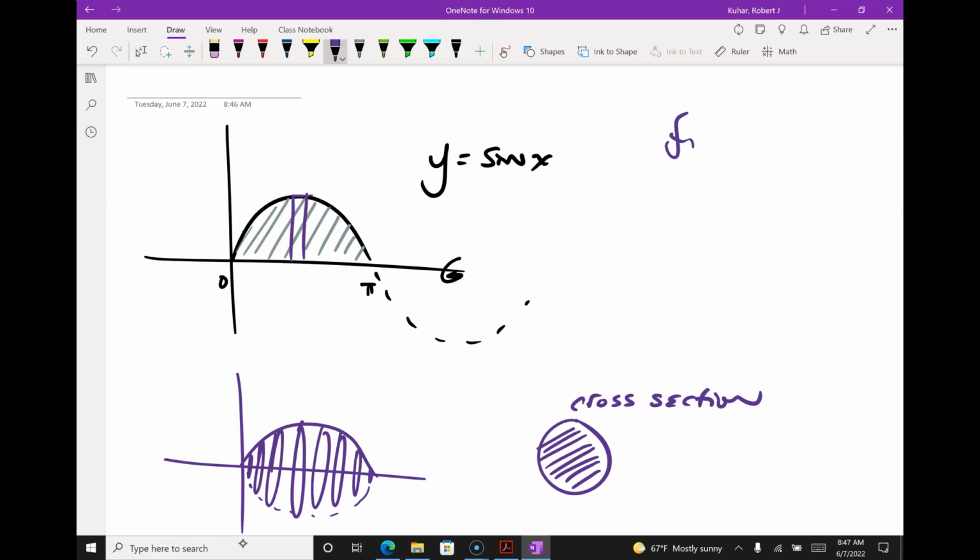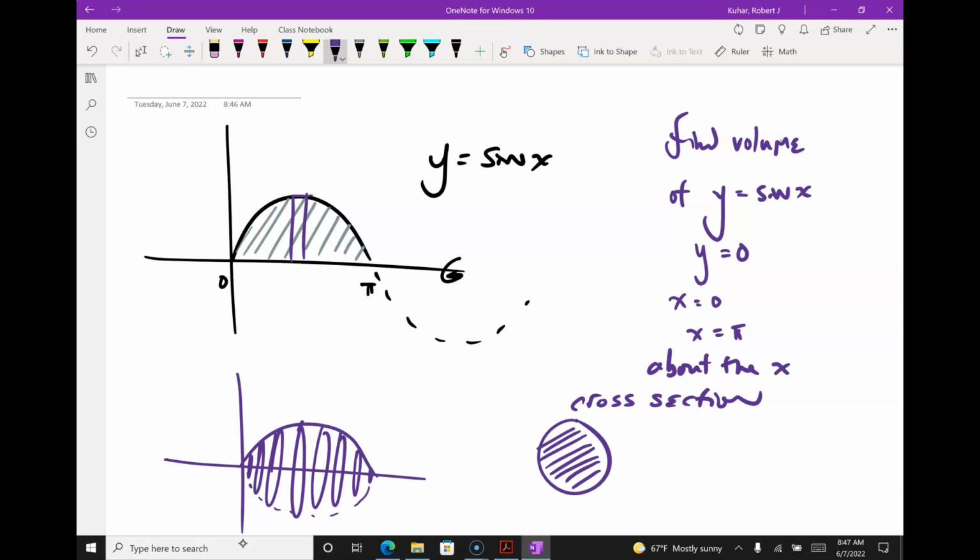So what's the question? Find the volume of y equals sine x and y equals 0, right? From x equals 0 to x equals pi, right? I've got to give you all the kind of endpoints of what I'm talking about, yes? About the x-axis.